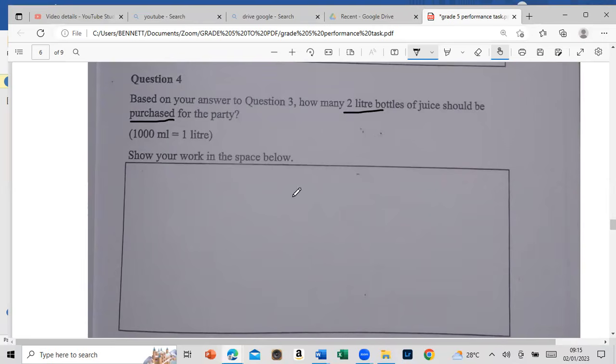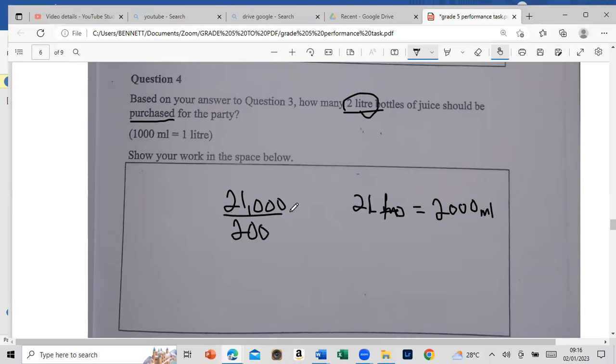All right. So we're gonna need 21,000 milliliter. And it says now, how many 2-liter? So we're gonna convert the 2 liters to milliliter. We're gonna convert the 2-liter, which is 2,000, right? So one bottle holds 2 liters, which is 2,000 milliliter. So we just simply divide this by 2,000. And that is gonna tell us how many bottles it needs.